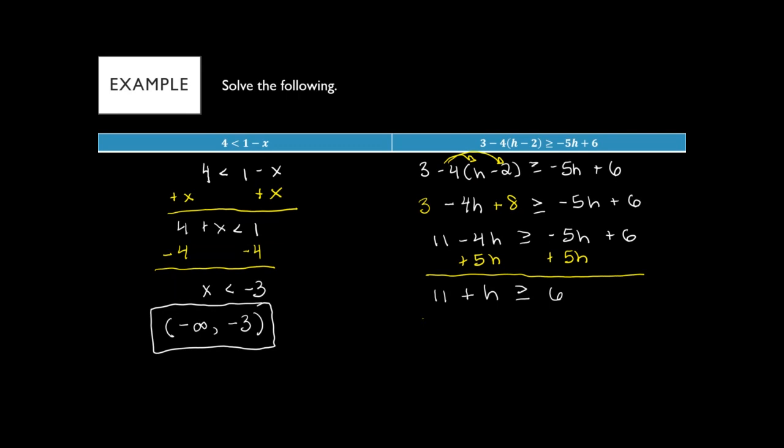So now I need to move the 11. So I need to subtract 11 from both sides. And that gives us h is greater than or equal to -5. So 6 minus 11 is -5.